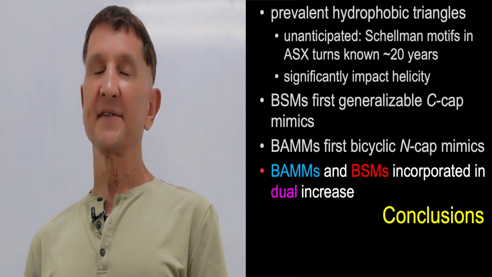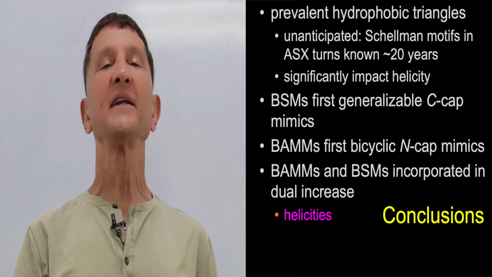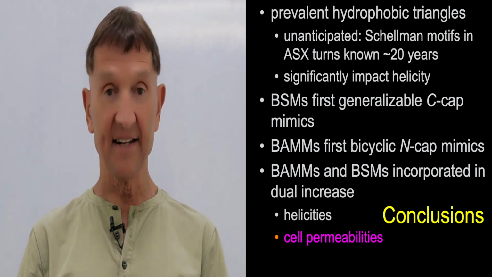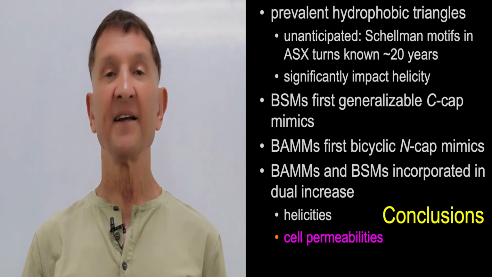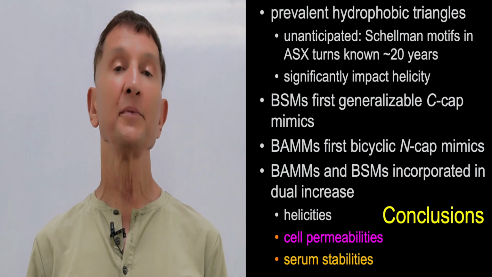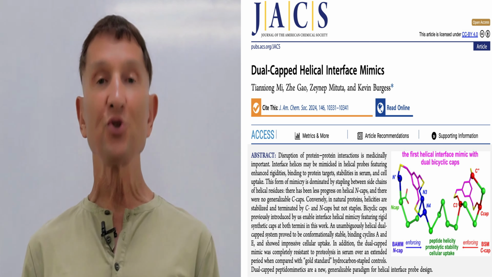Dual cap mimics have increased helicities, increased cell permeabilities, and increased serum stabilities. And that, in our opinion, is the big one, to make these mimics more bioavailable for molecular probes and drug precursors. This work was actually published in 3 papers. The last one describes the dual cap mimics that came out in JACS.